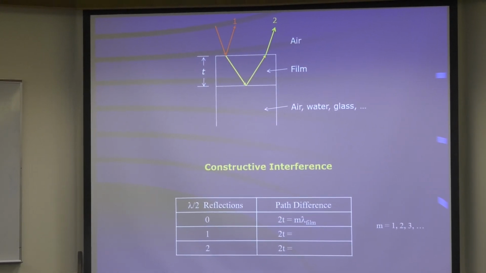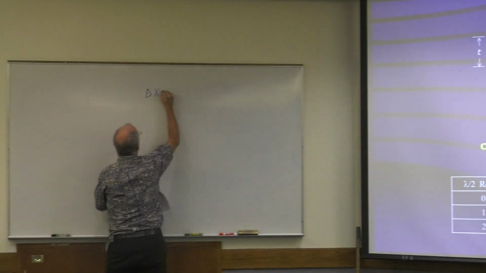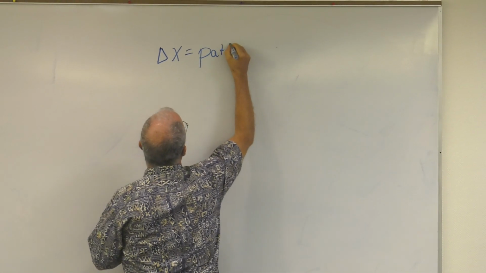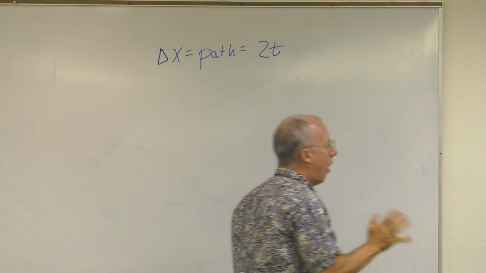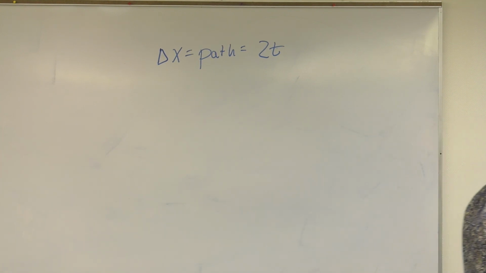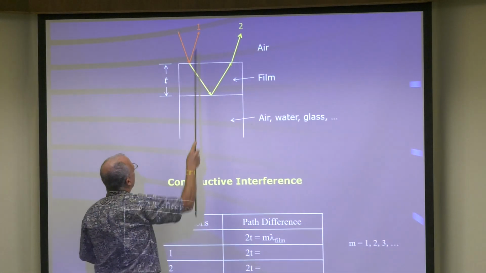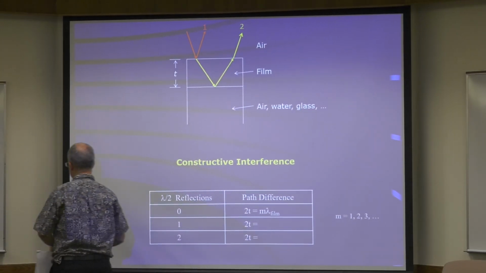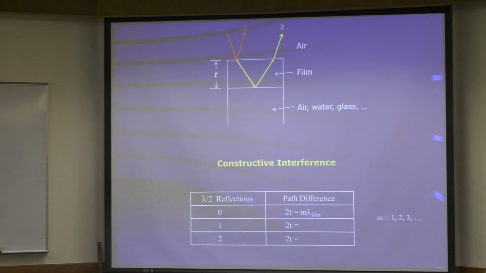Again, the path difference, delta x, is always going to be 2t. Always. I know I already said this, but just pretend that the light is really coming in perpendicular, so just pretend this is really 2t.